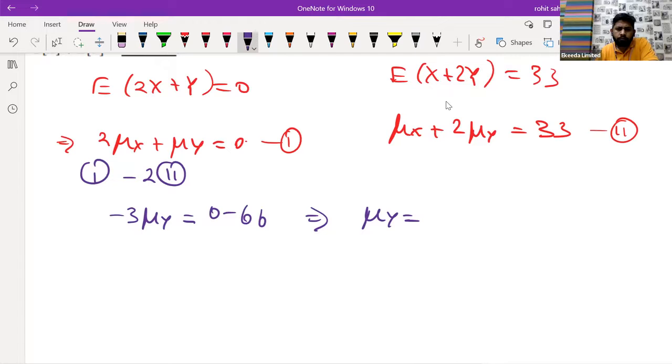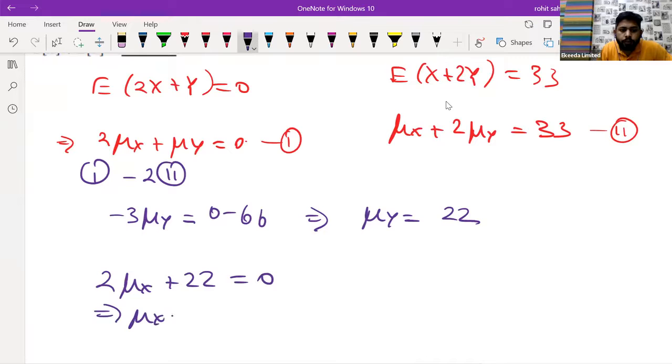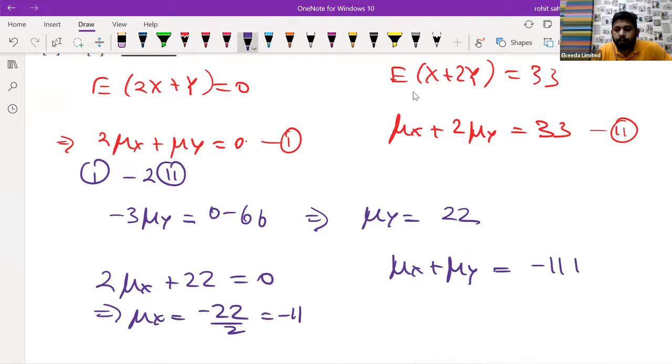Add it once, should we? It should come out like this too: 2 mu y is 3 mu y, that is correct. Okay, so how much is mu y? It is 22. Now putting it back, 2 mu x plus 22 should be 0. So mu x becomes 0 minus 22 by 2, which is minus 11. So mu x plus mu y should be minus 11 plus 22, which is 11. Good, good. Did everyone get it?